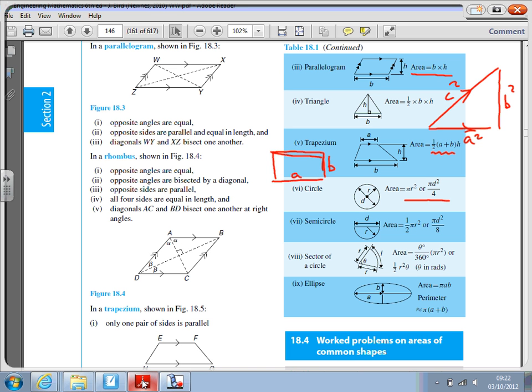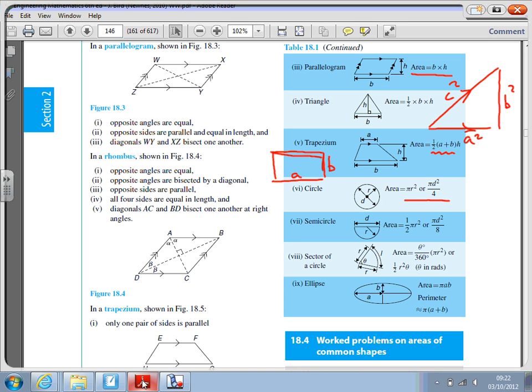Area of a semicircle, it's a half of pi r squared. Obvious. Area of the sector of a circle, if you think about any fraction of a circle, it's divided into 360 bits. So let's say I want the area of a particular angle. Well, then it's that fraction, theta over 360. So if it was 1 degree, then it would be 1/360th of the whole circle. If it was 180 degrees, i.e. half a circle, it would be 180 over 360, which is a half. So that sort of makes sense as well.